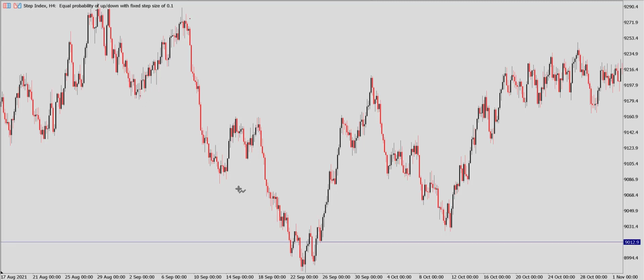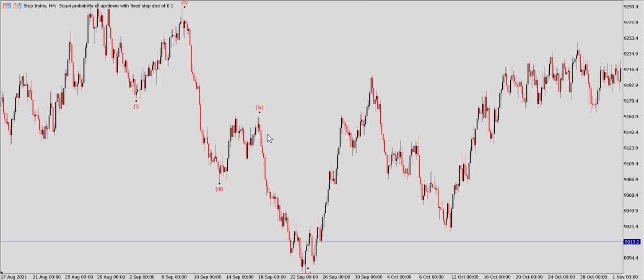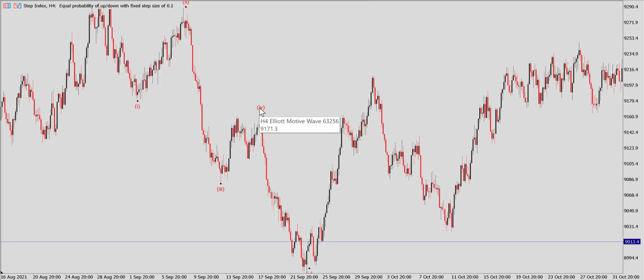for those who have not watched my videos on market structure, please make sure you do so. They will also help you understand which order blocks to trade. Let's just increase the size of those. Okay, I think now it's a bit clear.